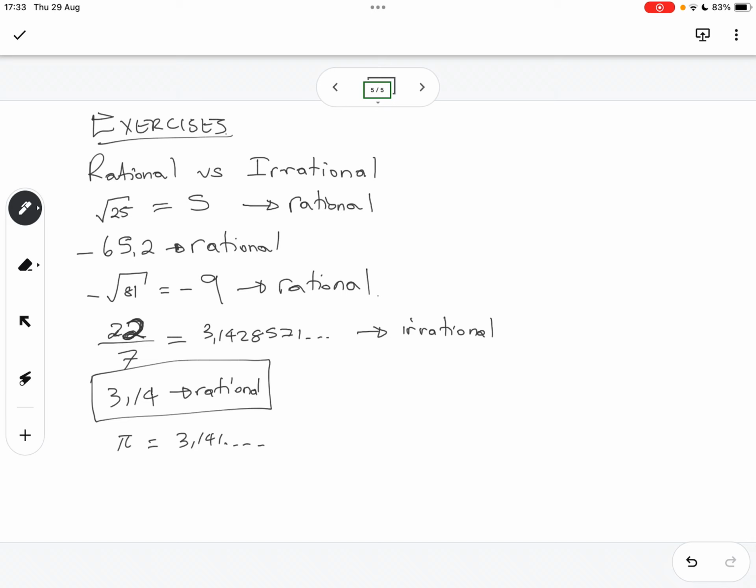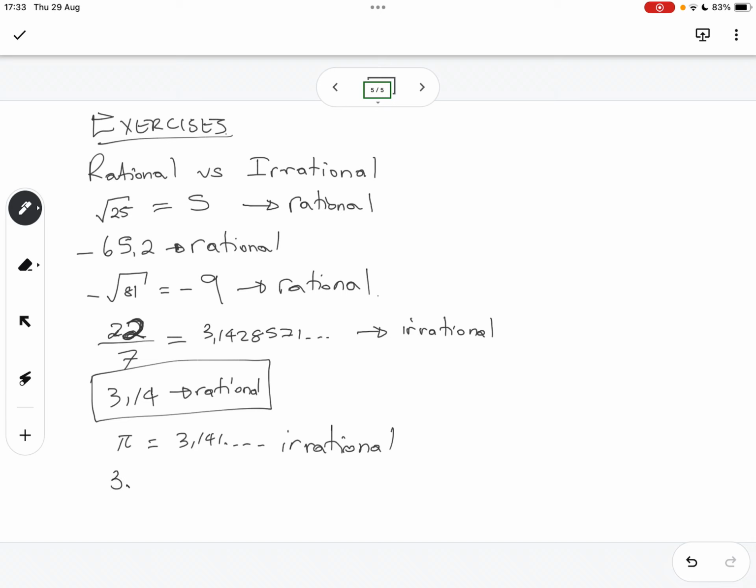Again, irrational. Irrational, 100%. And why is that? Because it is non-terminating and non-recurring decimals. Yeah. 100%. You're doing great, man. You're doing great.